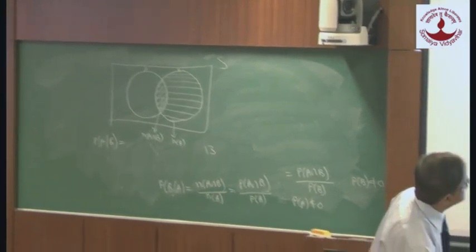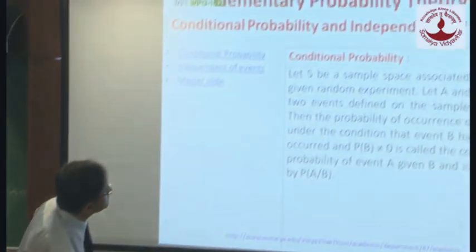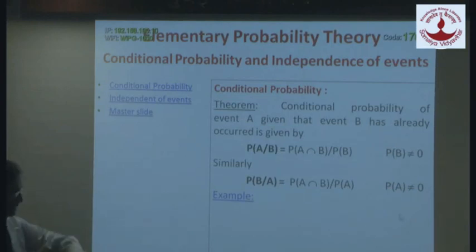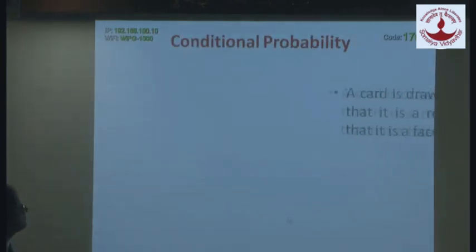This is conditional probability. We can define the theorem: probability of A given B is probability of A intersection B upon probability of B, where probability of B is not equal to 0, and similarly probability of A is not equal to 0. Okay. Various examples can be considered.